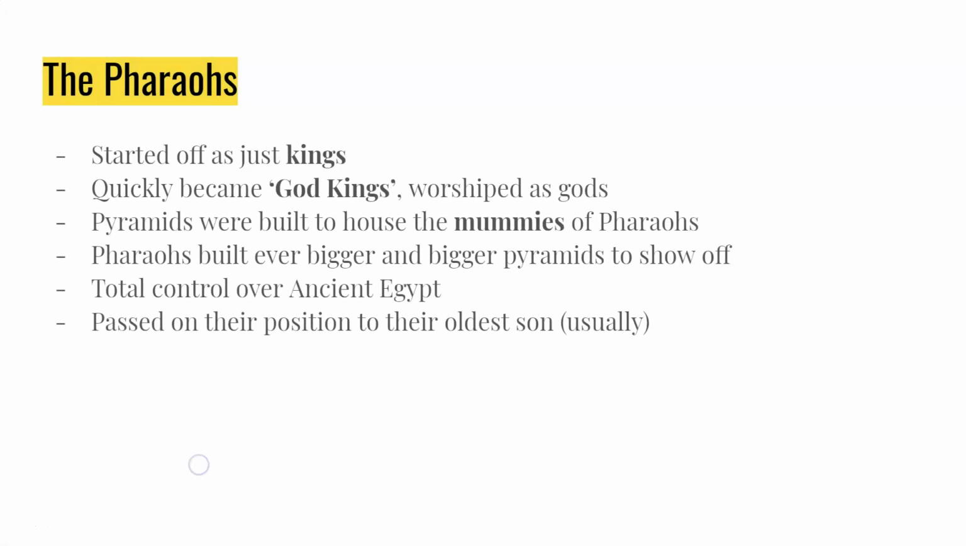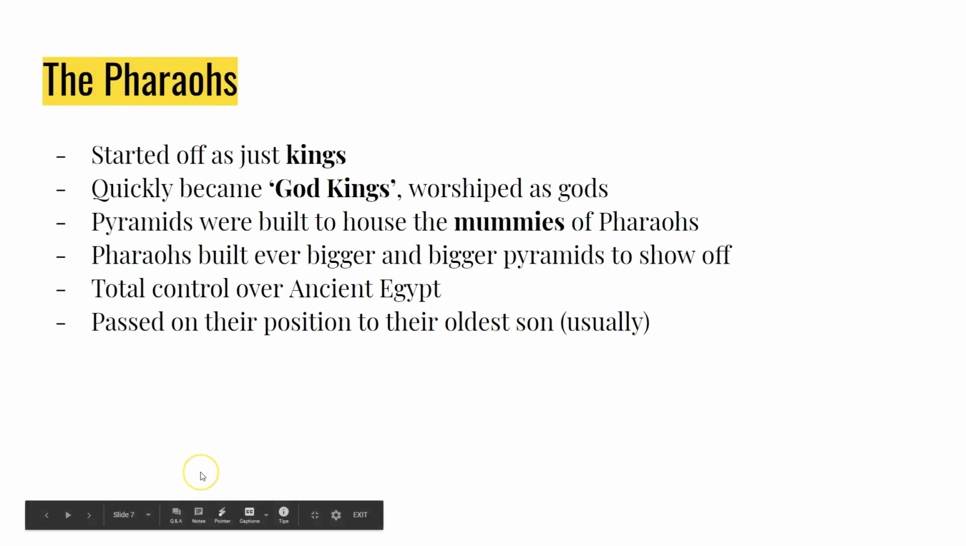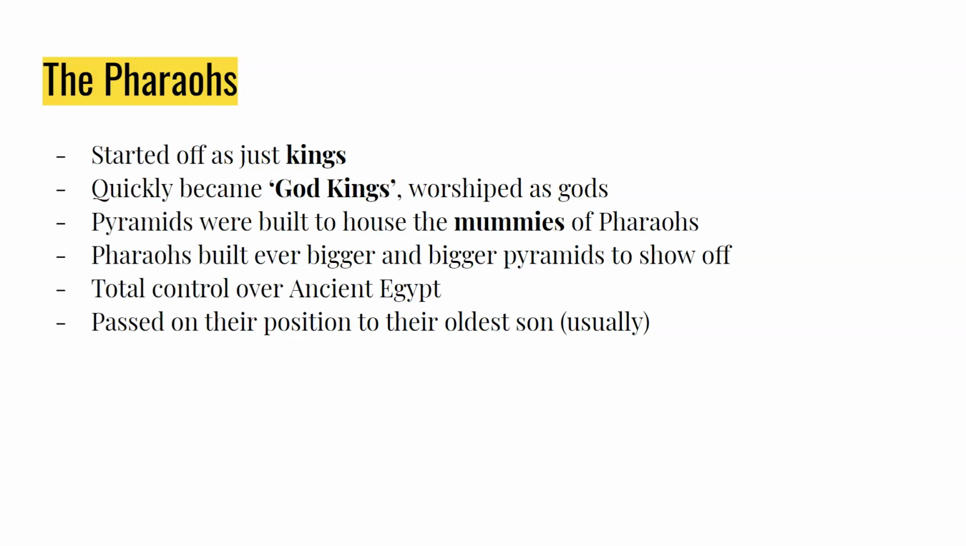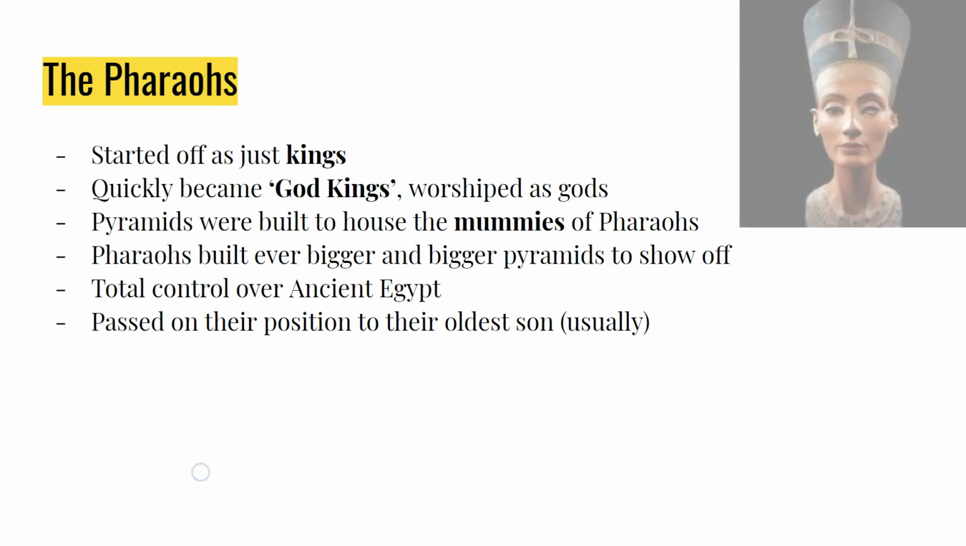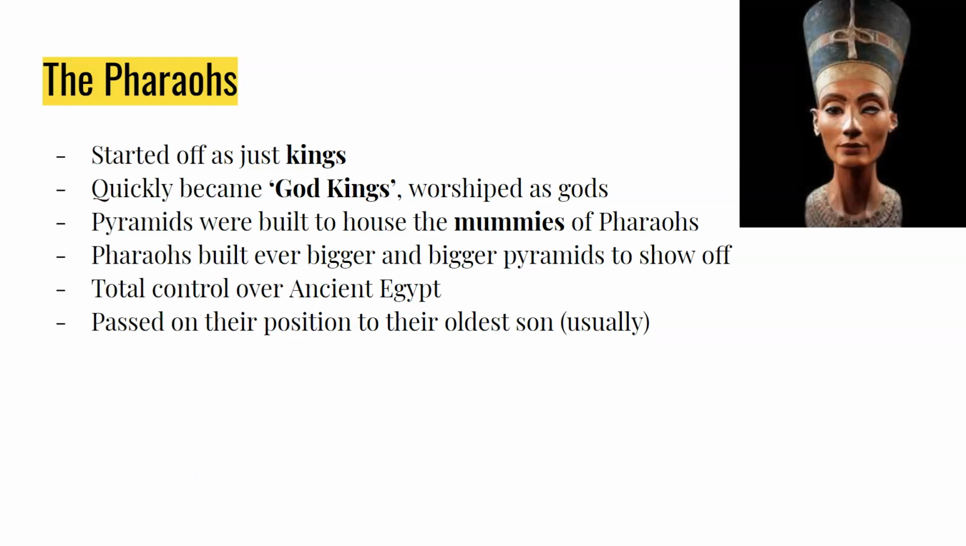Now, looking at the people at the very top and turning our attention to the pharaohs for a moment, we've got a group of people that essentially over time started off as just kings, right? Initially, when you're talking about Upper and Lower Egypt, you're just talking about kings. And hopefully we're broadly familiar with the idea of kings, people who rule countries by themselves. But very soon afterward, they became god kings. They became worshipped as gods.